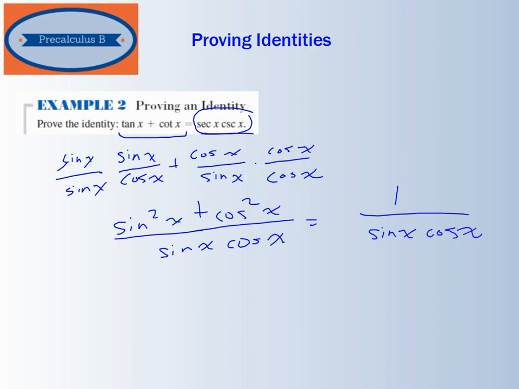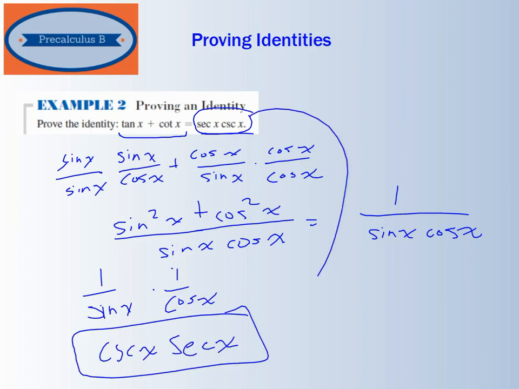I can separate this out into 1 over sine x times 1 over cosine x. Well, 1 over sine x, that's great. That's cosecant x. 1 over cosine is secant. And this is exactly what we were trying to prove.